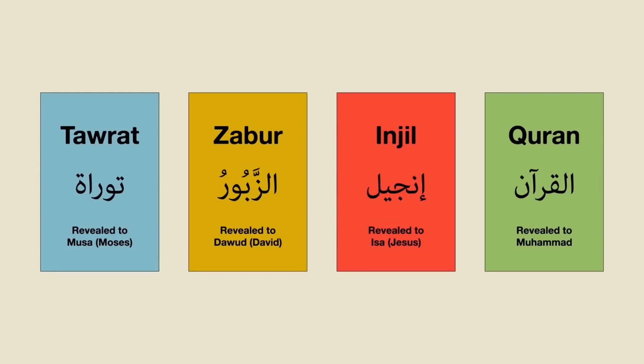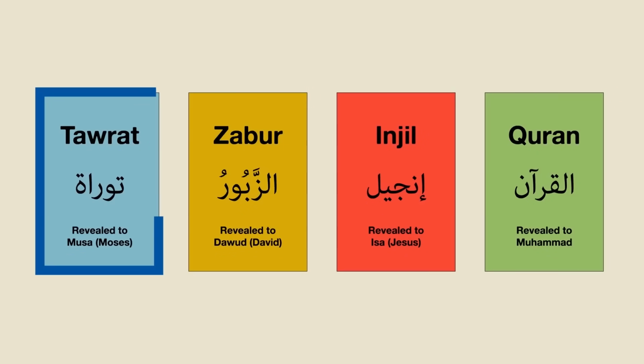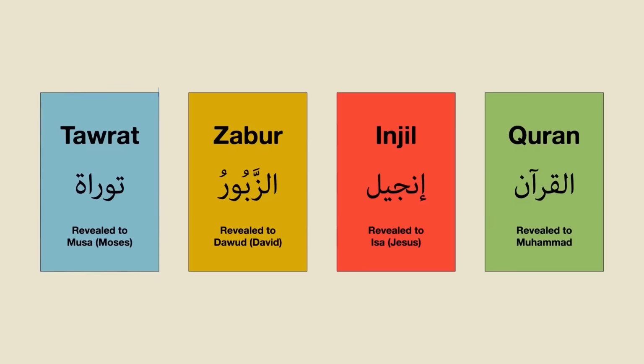But according to Muslims, the Book of Psalms that exists today is a corrupted version of the original Book of Zabur. Muslims believe something similar about the Torah. They believe that God gave the Torah, or Tawrat, to Moses, but that the version we have today is not the original.